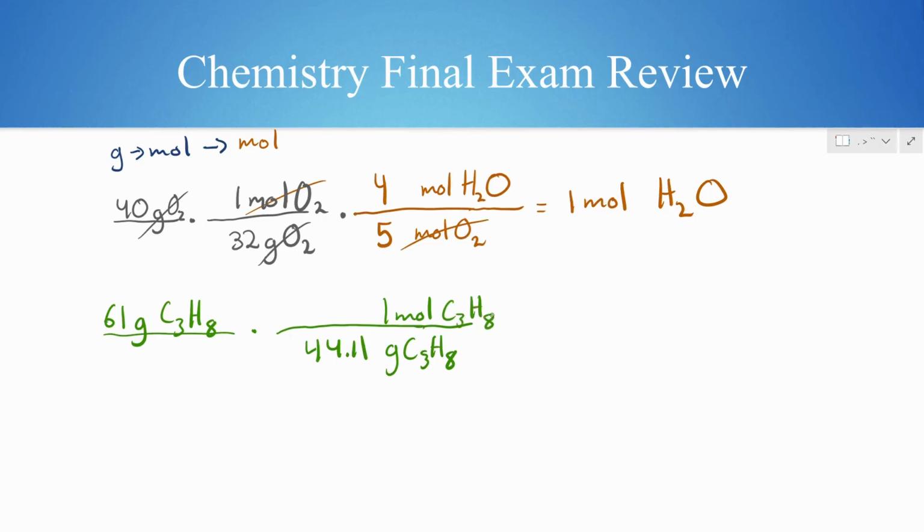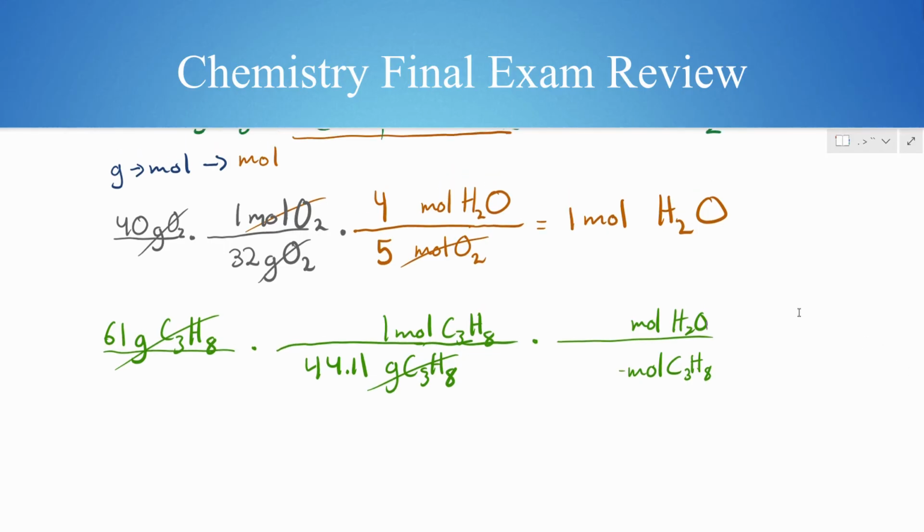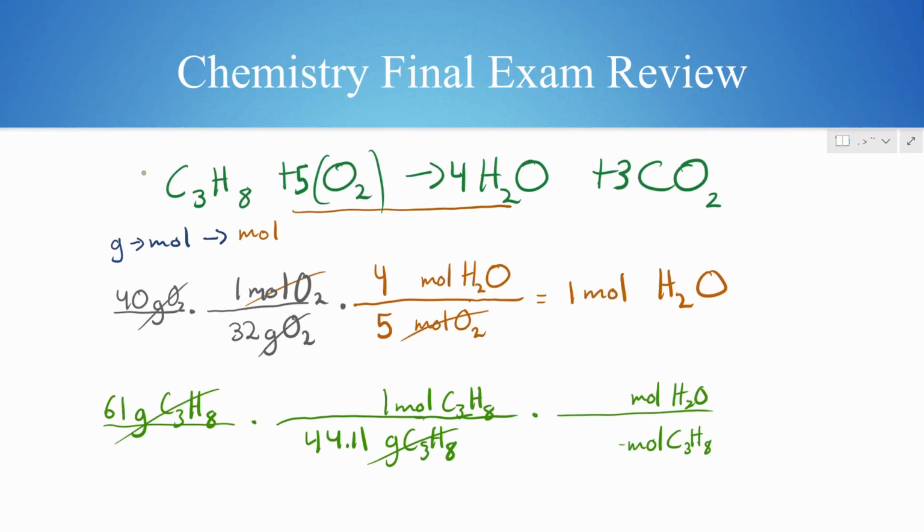Next, we need to go to moles of water. So to cancel out moles of propane, we'll put that on the bottom, and we'll put moles of water on top. We have to look at the balanced equation to get this ratio. So for every 1, right, because there's nothing here, it's just a 1. So for every 1 mole of propane, we have 4 moles of water. So 4 moles of water to every 1 mole of propane. Mole of C3H8 cancels out, and now we can do the math. And this will be 5.53 moles of water.